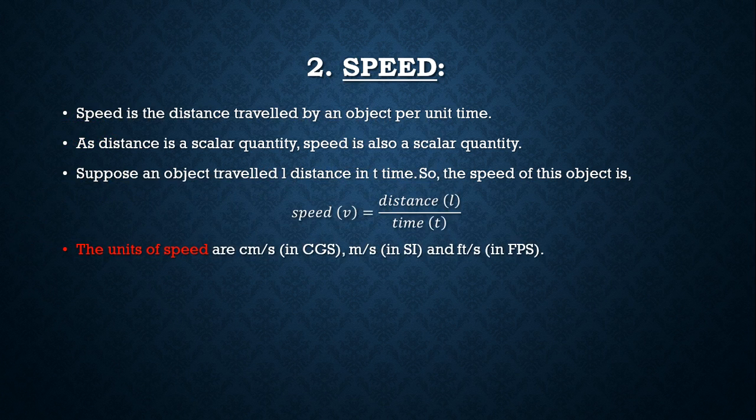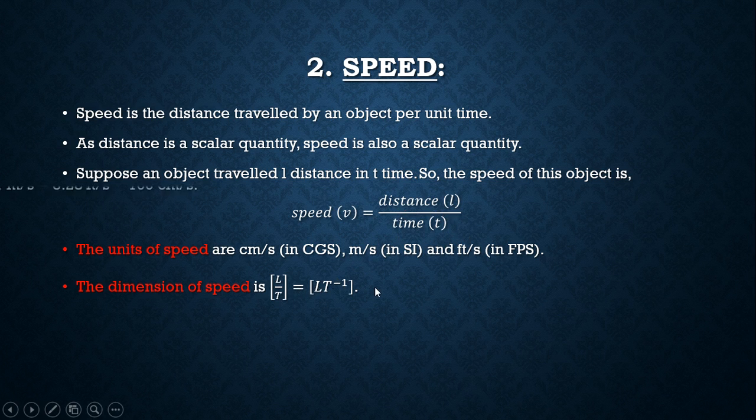The units of speed are centimeter per second in the CGS system, meter per second in the SI system and feet per second in the FPS system. The dimension of speed: as we know that speed is equal to distance by time, so the dimension of speed is the dimension of distance divided by the dimension of time, that is L by T, that is L T inverse. This is the conversion between the three systems: 1 meter per second is equal to 3.28 feet per second is equal to 100 centimeter per second.